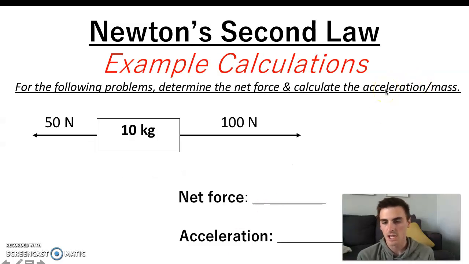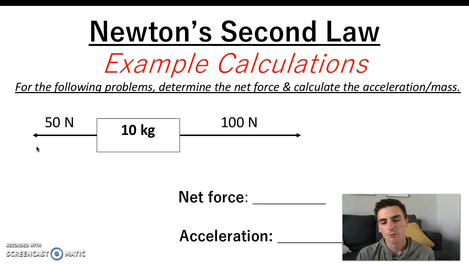So this is what assignment 4 will look like. It'll ask you, for each of the following problems, determine the net force and calculate the acceleration or mass of the object. So if we look here, this isn't going to be a story problem, but we might have a 10 kilogram cart. Maybe somebody's pushing on it with 100 newtons and friction is going the opposite way with 50 newtons. It could be a tug of war, it could be a wagon, there could be lots of different things there.